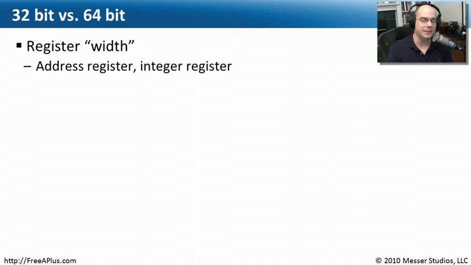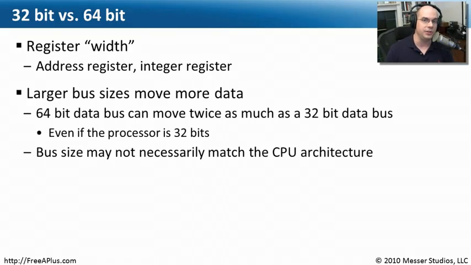The primary difference is the amount of space, the width of the registers or the counters that are used in the CPU. In a 32-bit CPU, you've got a 32-bit register. In a 64-bit CPU, it's a 64-bit register. And there are many different registers inside of these CPUs. There's an address register, there are integer registers, there are other registers as well. The wider the register, the more you can do with it, the larger the calculations can be, and you can move more data as well.